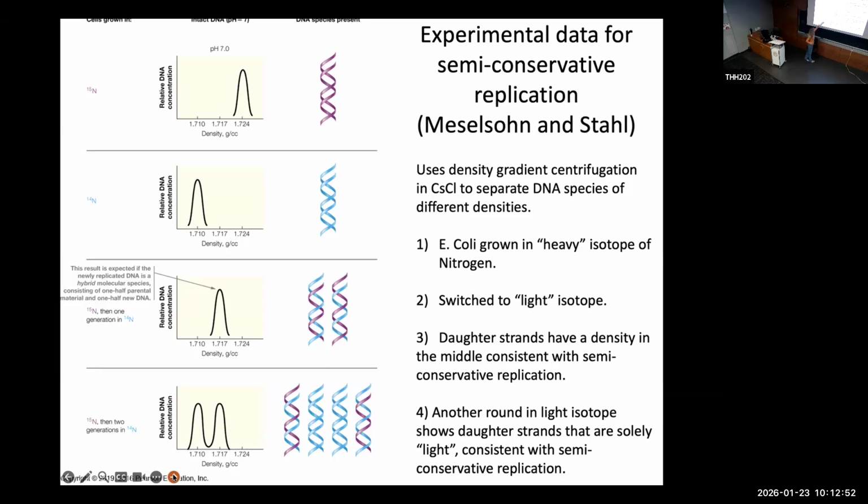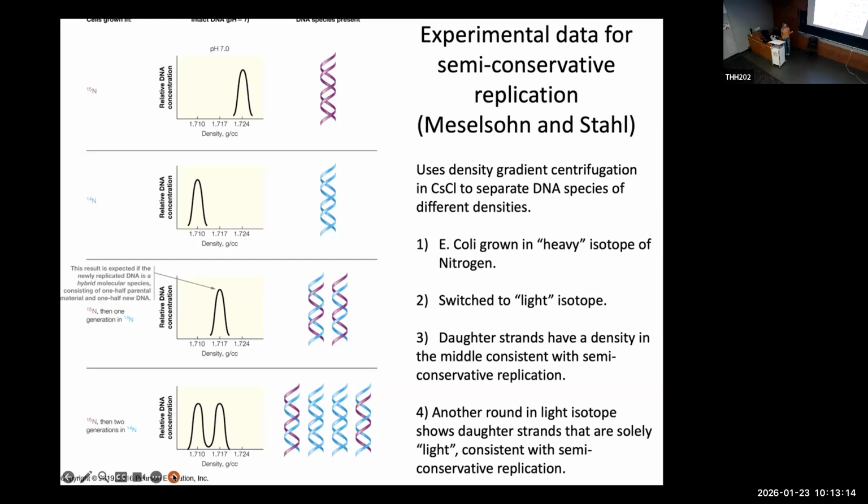It might not be right here anymore. It might be slightly lower or something like that. But the parental material would still be dispersed throughout. So yeah, you would still expect 1 peak. So that second round of replication allowed them to narrow it down to predicting semi-conservative.